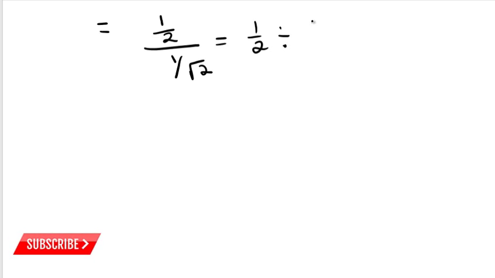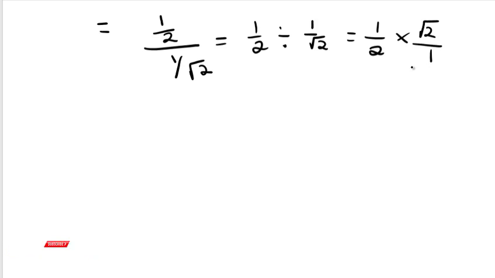So I'm going to have 1 over 2 divided by 1 over root 2. You simplify this further, and this is the same as 1 over 2 times root 2 over 1. And this is going to give us 1 times root 2, that is root 2 over 2. And this is our final answer for the simplification. This brings us to the end of question 3 of the WASSCE 2020 core math theory paper.